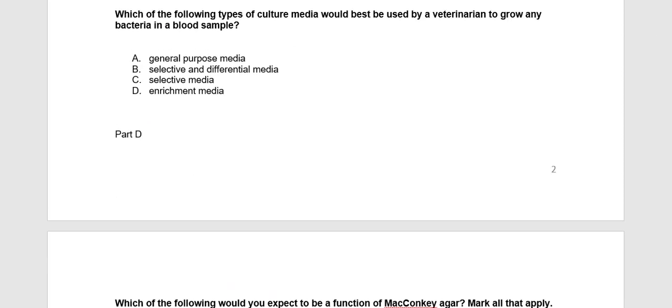Part C. Which of the following types of culture media would best be used by a veterinarian to grow any bacteria in a blood sample? Well, since we know the bacteria can normally be found in a blood sample, where would we go to find the media that would support fastidious growing microorganisms? Well, blood agar is a type of enrichment media.